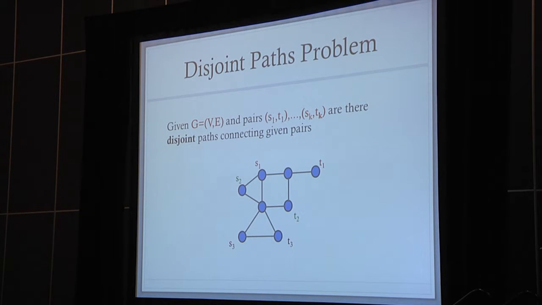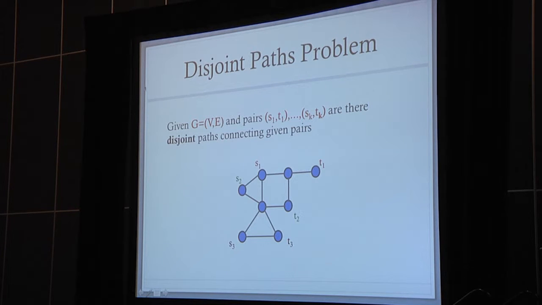Okay? We all know how to solve this problem for k equal to 1, right? Yes or no? If I give you one pair, do we know how to solve this problem? Yeah, sure. What if I give you 2 pairs? S1 wants to connect to T1, S2 wants to connect to T2. I don't want their paths to intersect. What would your guess be if you have not seen this before? Does it look like an easy problem or hard problem?